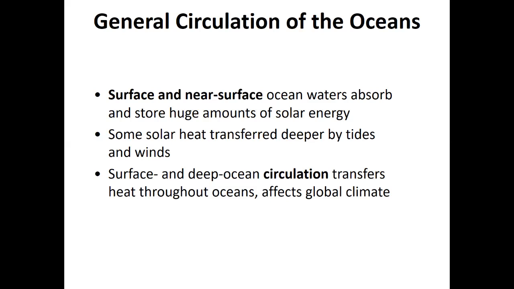The surface and the deep ocean circulation transfer heat throughout the ocean. That affects global climate because as heat is transferred to deep parts of the ocean, that heat is essentially removed from the atmosphere. And so if that process stops, then some heat will stop being sequestered into the deep parts of the ocean and the climate could warm up faster.